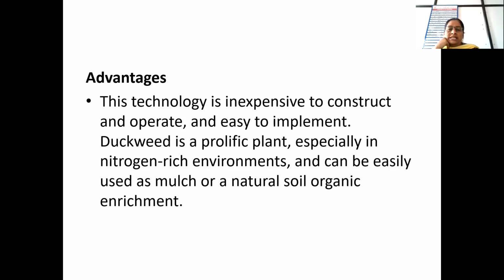This technology is inexpensive to construct and operate and easy to implement. Inexpensive, one of the biggest benefits.